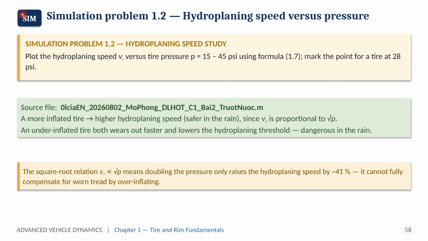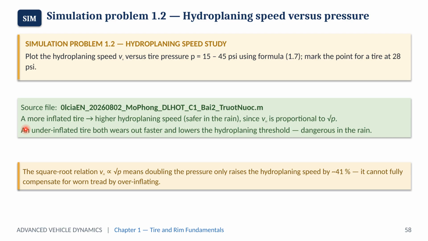Simulation problem 1.2 asks you to plot the hydroplaning speed against tire pressure, with the pressure running from 15 to 45 psi, using equation 1.7, and then mark the point for a tire at 28 psi. The result shows that a more inflated tire has a higher hydroplaning speed and is therefore safer in the rain, because the hydroplaning speed is proportional to the square root of the pressure. Conversely, an underinflated tire both wears out faster and lowers the hydroplaning threshold, which is very dangerous.